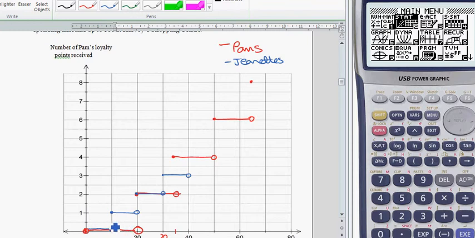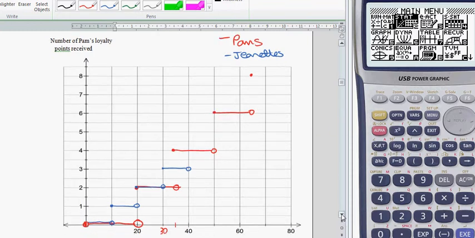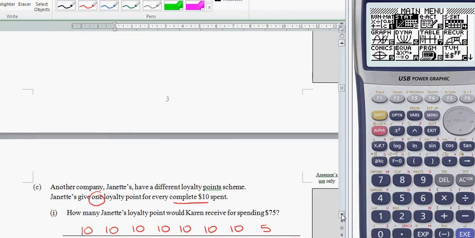Some differences. While Jeanette's goes up by the same amount every time, Pam's has a bigger jump at the beginning. Oh no, Pam's goes up by the same amount as well, only hers is going up by 2 points each time. So we need to write something about that.